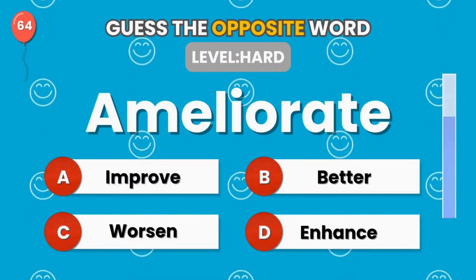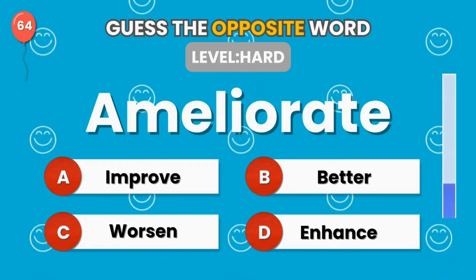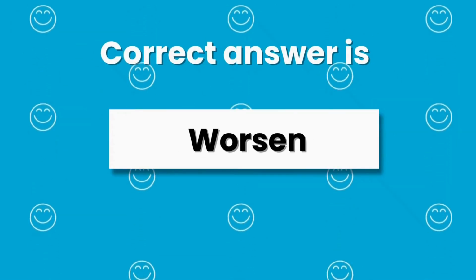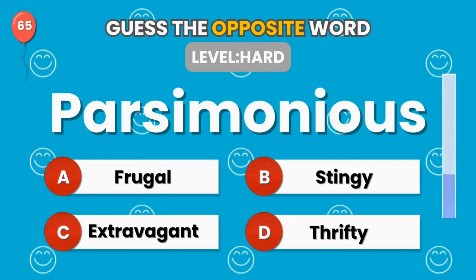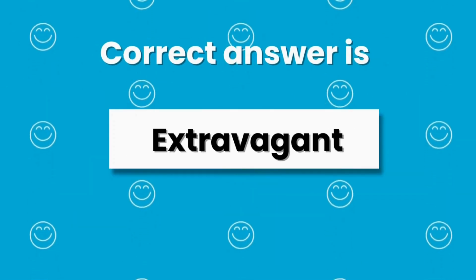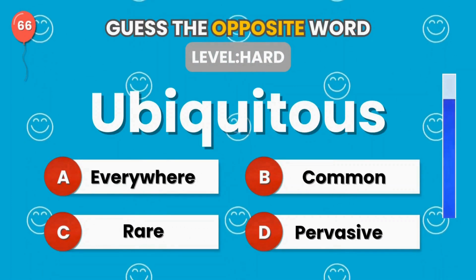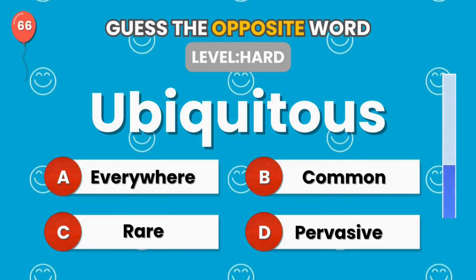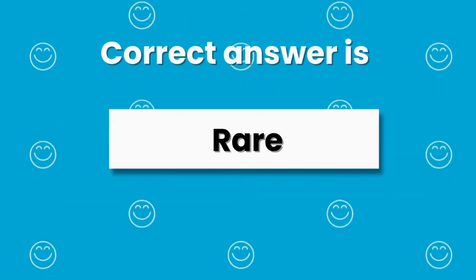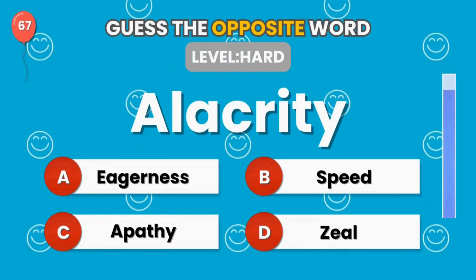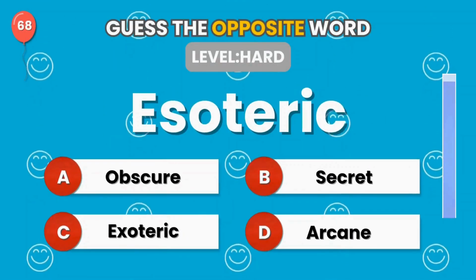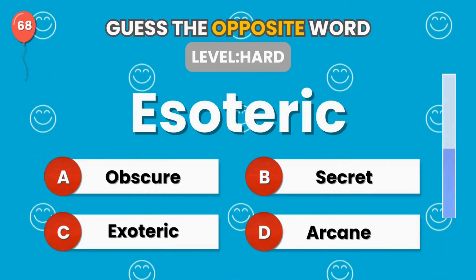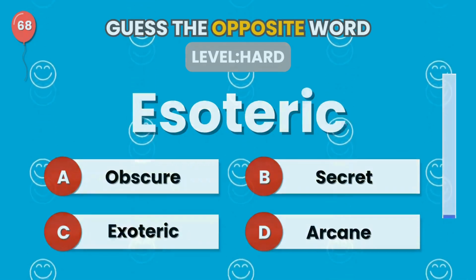Opposite word for ameliorate? Worsen. Opposite of parsimonious? Extravagant. Opposite word for ubiquitous? Rare. What's opposite of alacrity? Apathy. Opposite of esoteric? Exoteric.